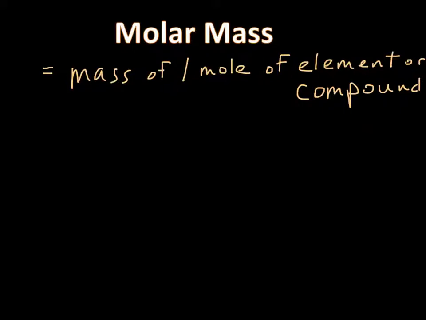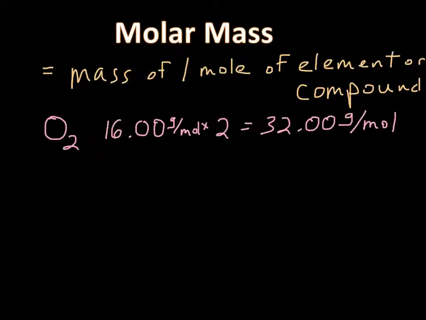Molar mass is the mass of 1 mole of an element or compound. The mass on the periodic table is the molar mass for each element. Molar mass is always expressed to 2 decimal places.